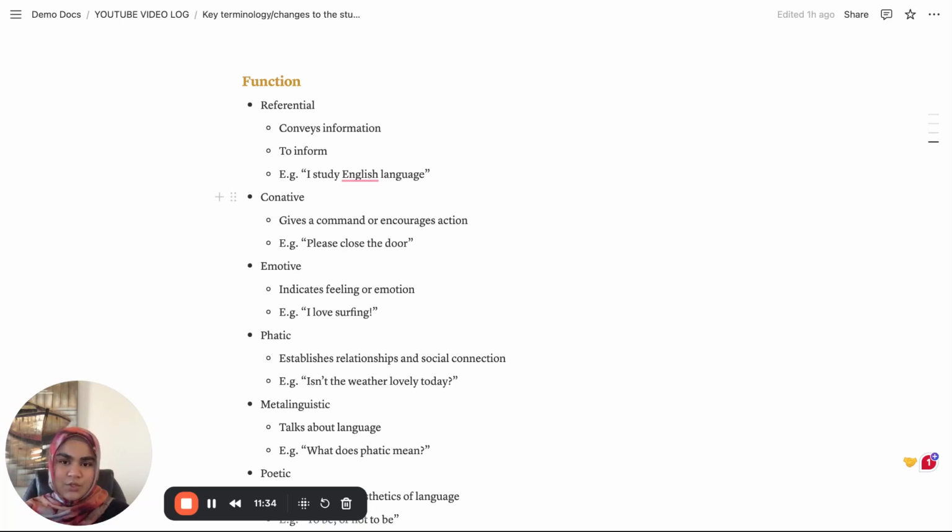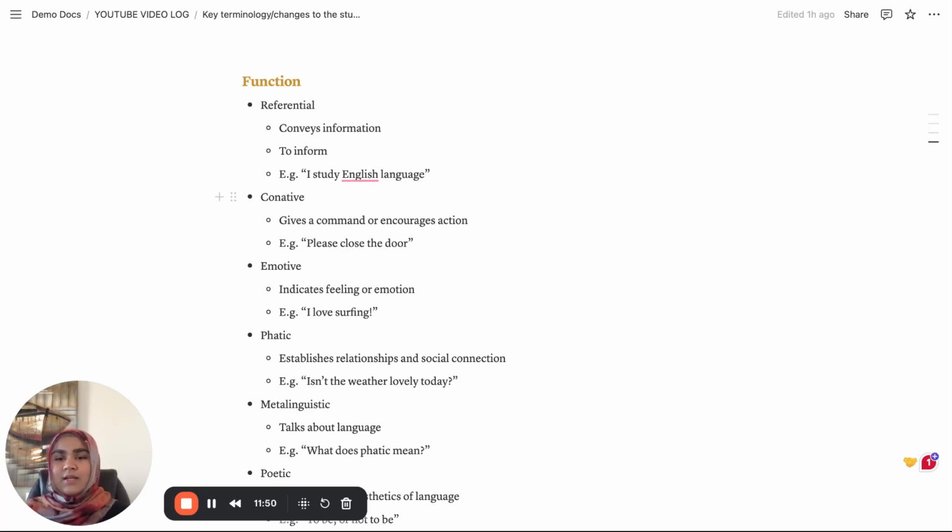Now, moving on to function and how this has changed. In the new study design, function is a bit more specific. It's a bit more narrow than what it used to be before. In the old one, you can just say things like to inform or to entertain or to persuade.